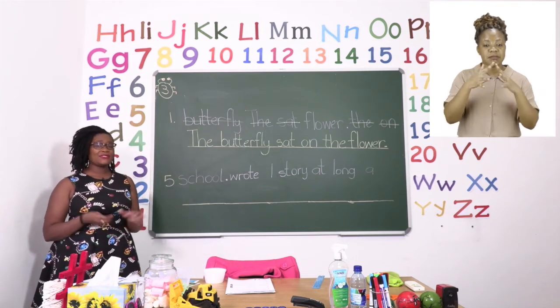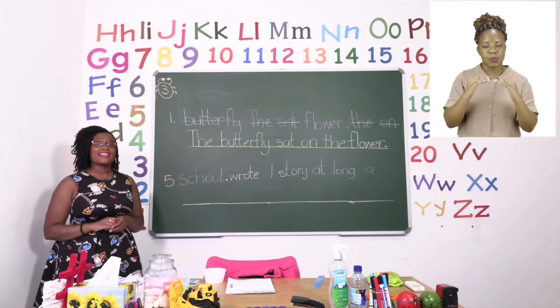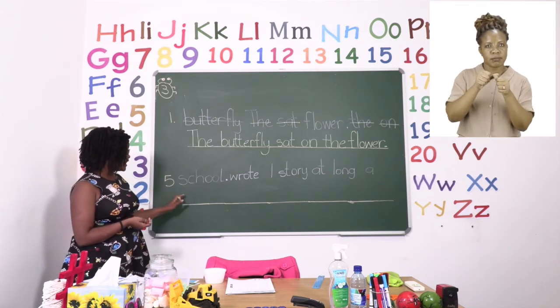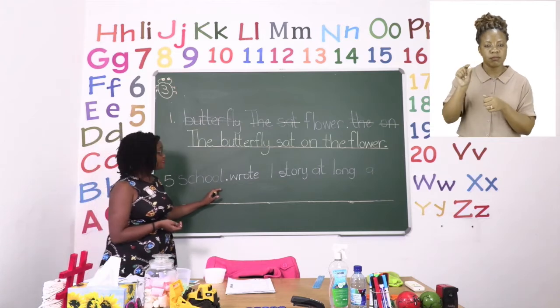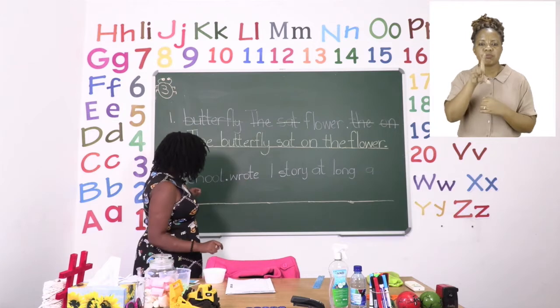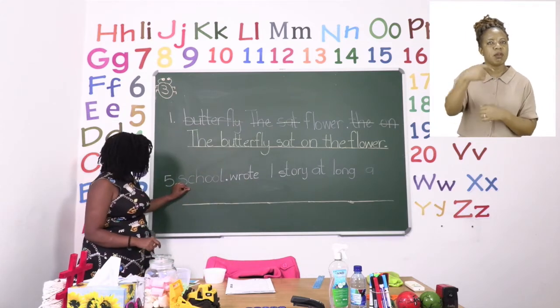Remember, grade 2s, that a sentence starts with a capital letter. So we need to look for a capital letter here. And in this case, it looks like it is the word I. So we are going to start our sentence with I.